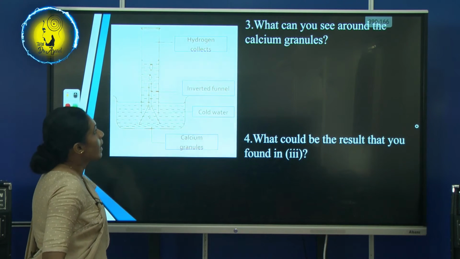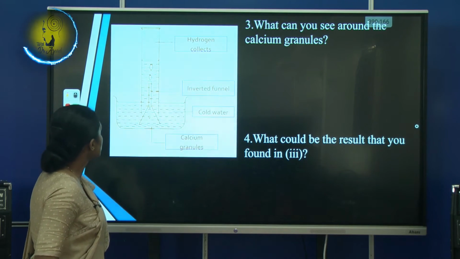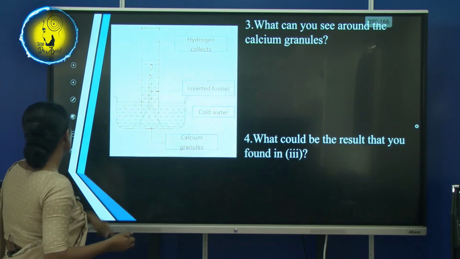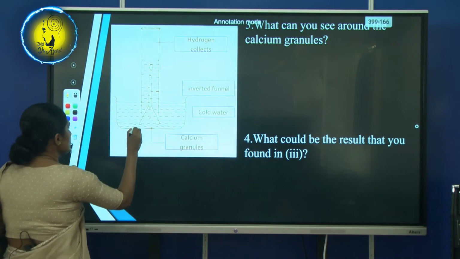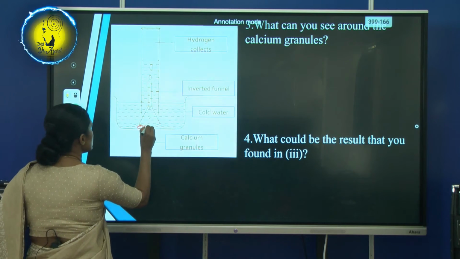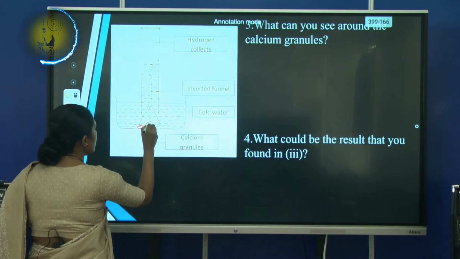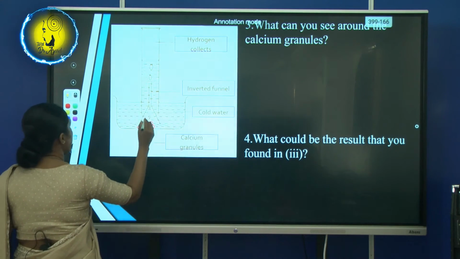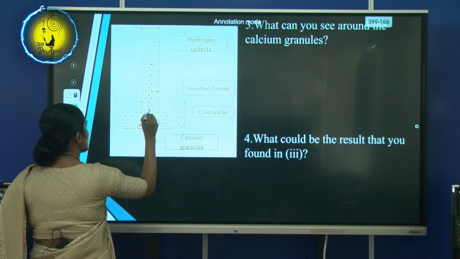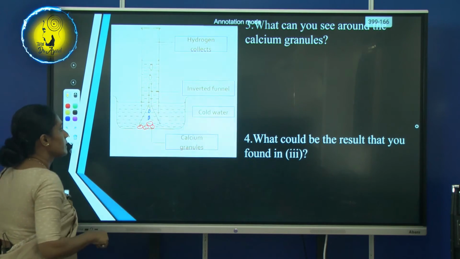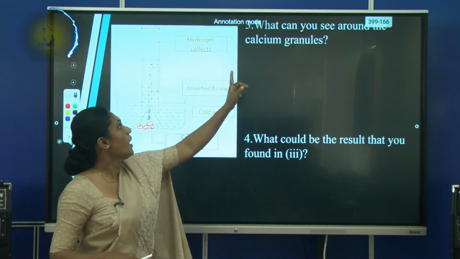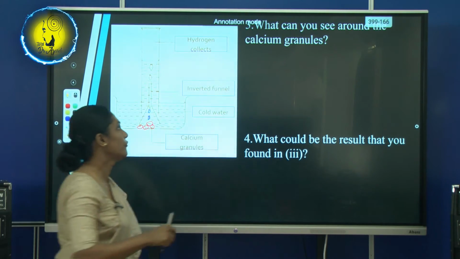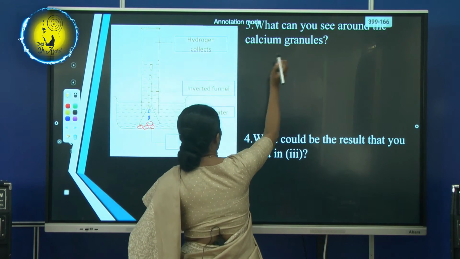Move on to the next part. What can you see around the calcium granules? You can't see this properly because of the color. See, these bubbles are there. Hope you can see the bubbles. Let me draw in blue. These are the bubbles. Right. What can you see around the calcium granules? Bubbles, you can say air bubbles.